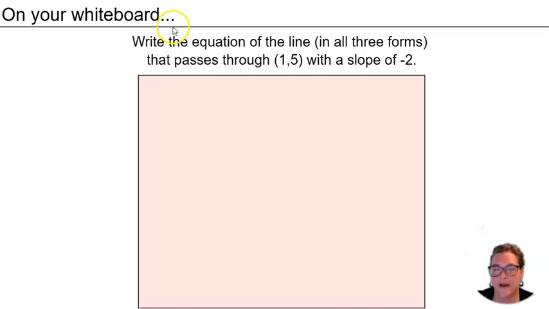Okay, so you want to, either on your dry erase board or on some scratch paper, write the equation of the line that passes through the point (1, 5) and has a slope of -2. I'd like you to try to write that in all three forms. So I would begin with the point-slope form of the line, then transform that into slope-intercept form, and finally into standard form. Once you're ready, you can resume the video and we'll go over those answers together.